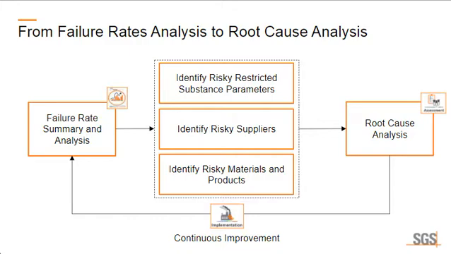So in this diagram, you can see the RCA from failure rate analysis. If you got some failed test results, you need to identify the risky restricted substance parameters, the risky suppliers, and also the risky materials and products. Then you may conduct the root cause analysis. After this RCA, you can take actions to solve the problem, maybe replace your high-risk chemicals, and then form a positive circle. It is continuous improvement.